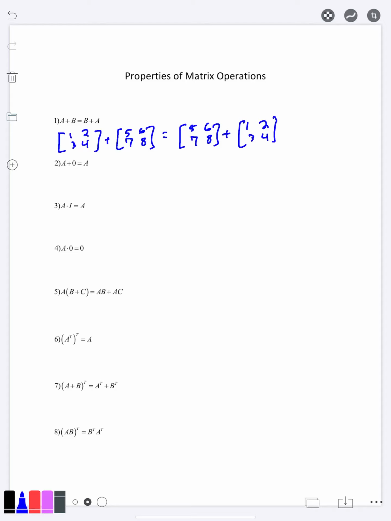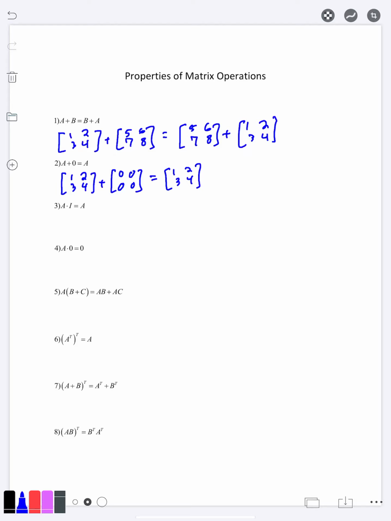The next one is that if you add a matrix plus, now we can't add the number 0 because it wouldn't make sense, but we can add the 0 matrix here, and this just tells you that when you add the 0 matrix, you get back to the same one you started with.